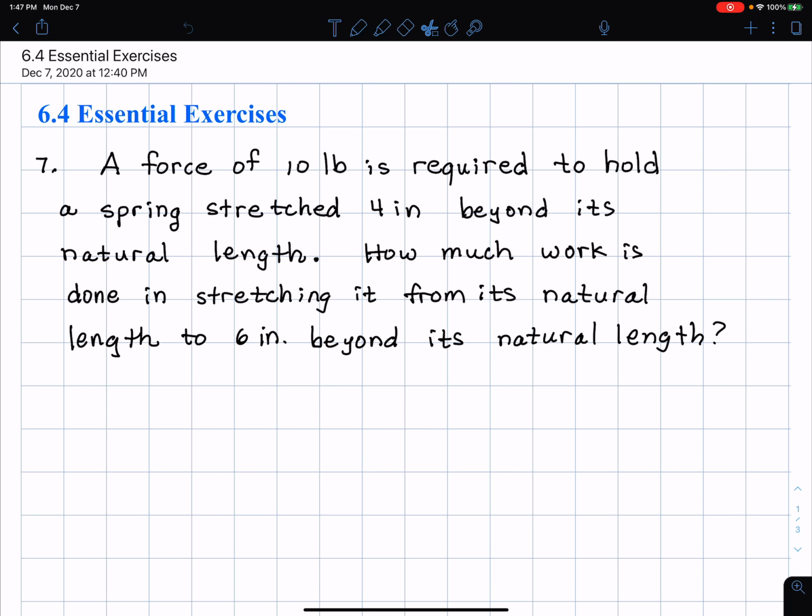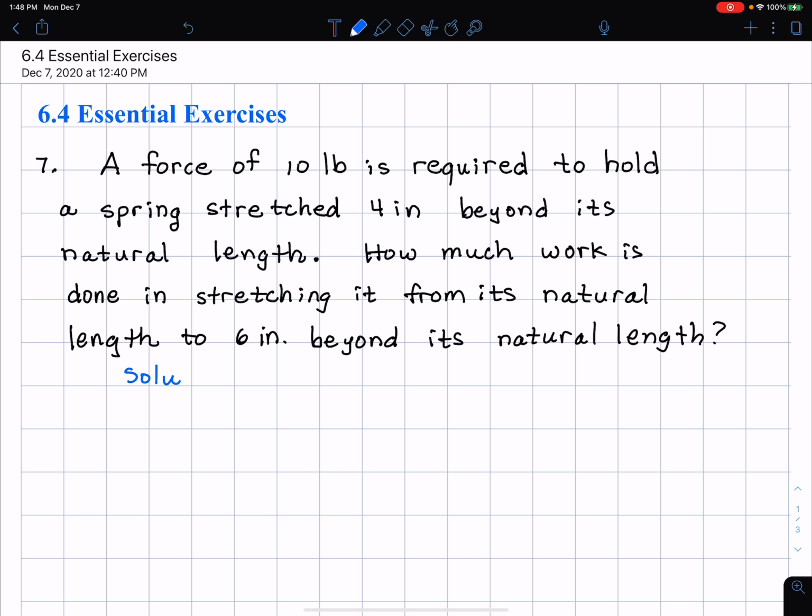Hello, in this problem we are finding the work done to move an object that's attached to a string from its natural length to 6 inches beyond its natural length. So let me go ahead and start off with a solution here.